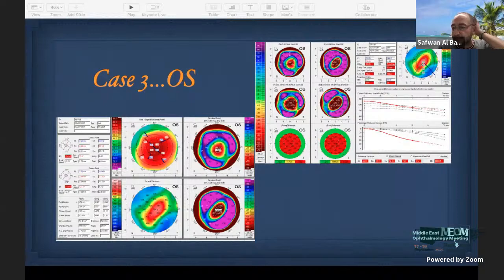Yes, you will see a frank advanced keratoconus. So this kind of case gives us credibility to this tool and makes us depend more and more on its result in the suspicious cases.